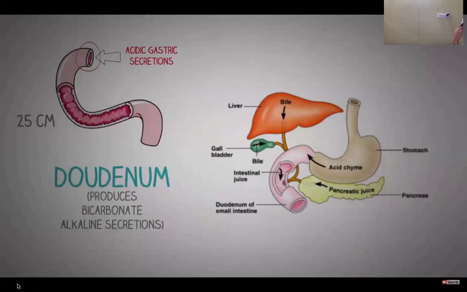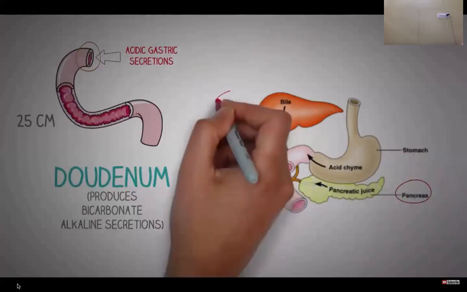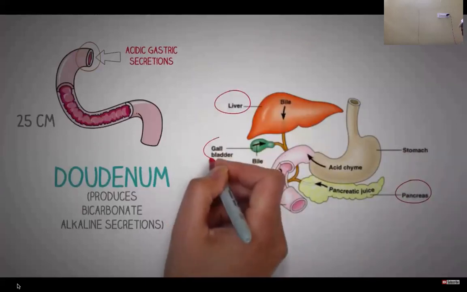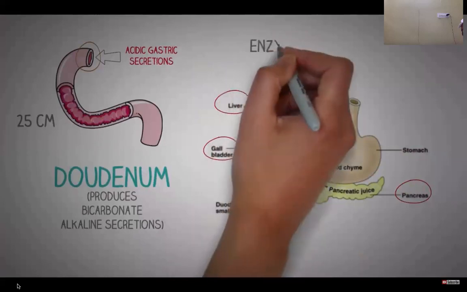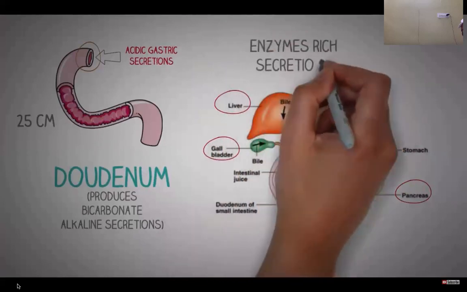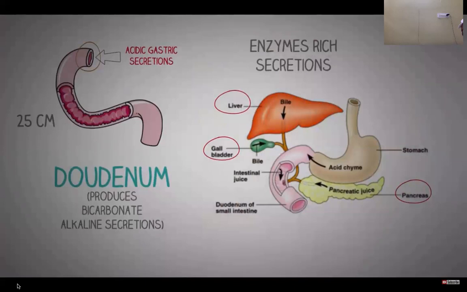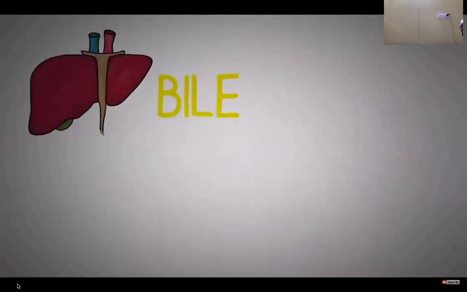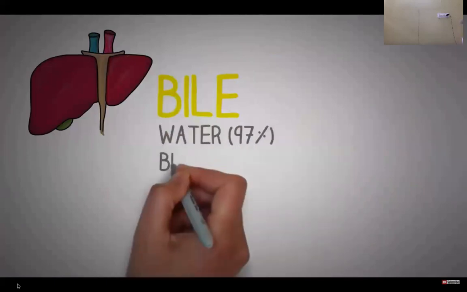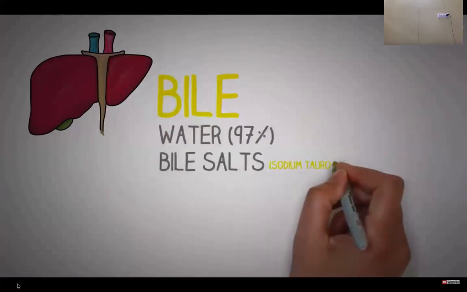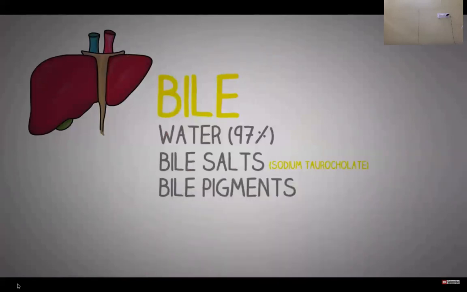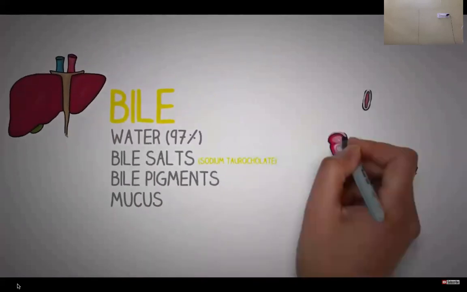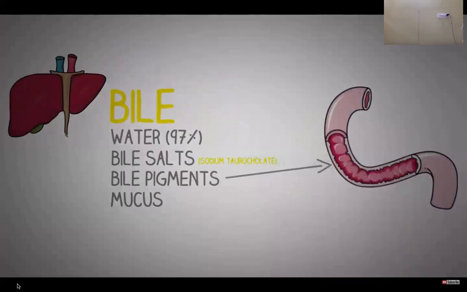So you can see in this diagram, the duodenum receives secretions from the gallbladder, pancreas, and liver. These secretions contain numerous enzymes that digest the food and convert it into simple molecules that are easy to absorb and utilize by the body. The liver, which is a vital organ of the digestive system, produces bile, which consists of water 97%, bile salts, bile pigments, and mucus. These secretions are delivered to the duodenum via the common bile duct.